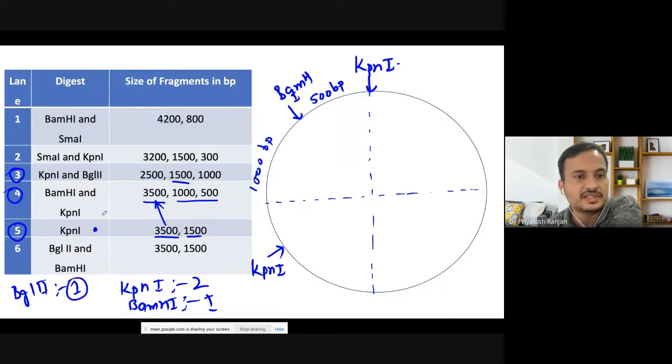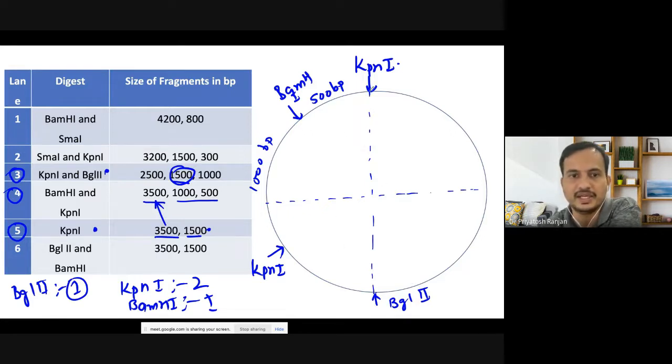Now we'll compare fifth with third. When you are comparing fifth with third, that means the single digest with the double digest, in this particular case my 1500 band remains intact. The 3500 is getting divided into 2500 and 1000. What does this tell you? This tells me that BglII is located on this side, in this 3500 region, dividing it into 2500 base pair and 1000 base pair. So let me put the arrow for BglII, approximately somewhere close to here. So fine, looking good to me.